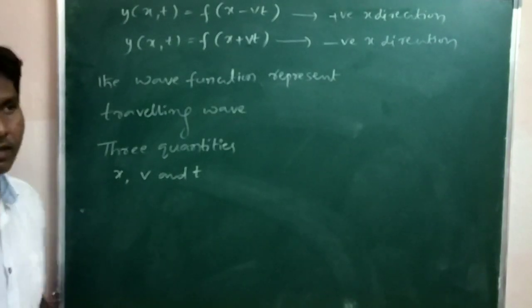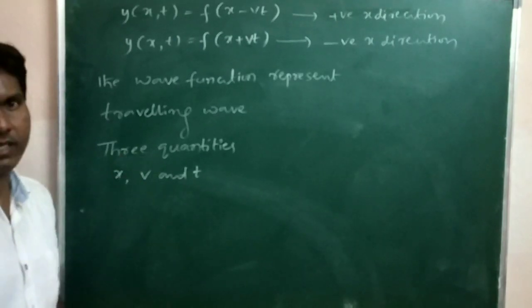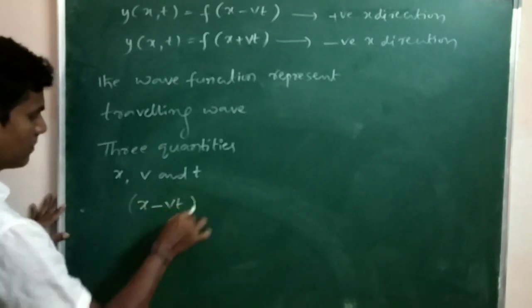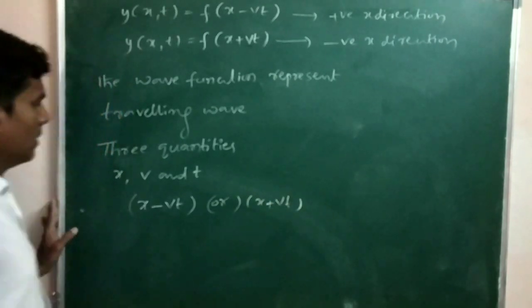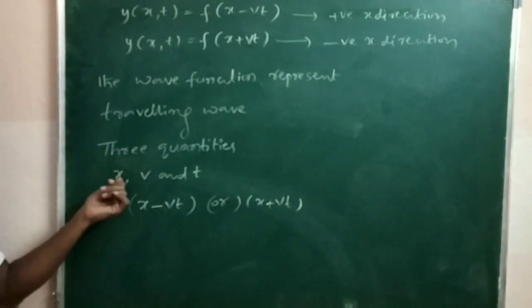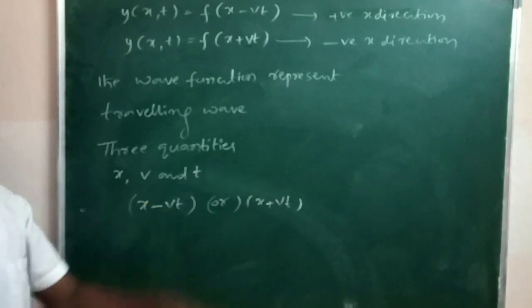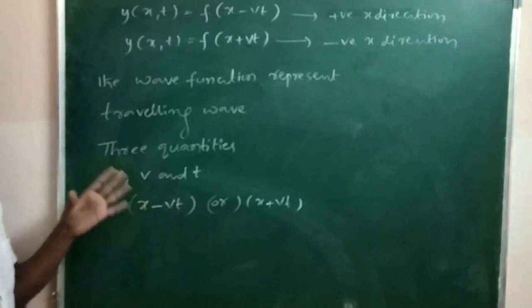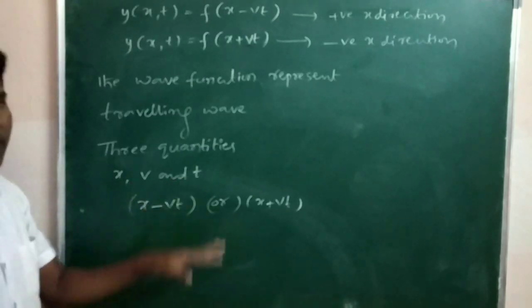Almost always there appears a combination x minus vt or x plus vt. These three quantities x, v and t mostly appear in the combination x minus vt or x plus vt. Here is x minus vt. Like this, there are some examples of these equations. They are traveling wave equations.